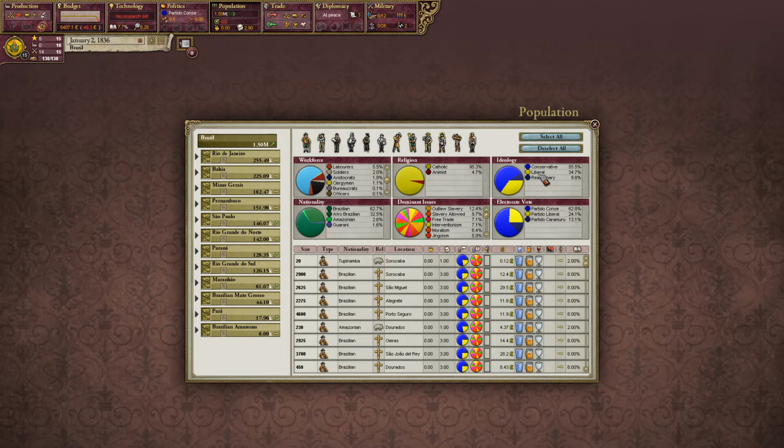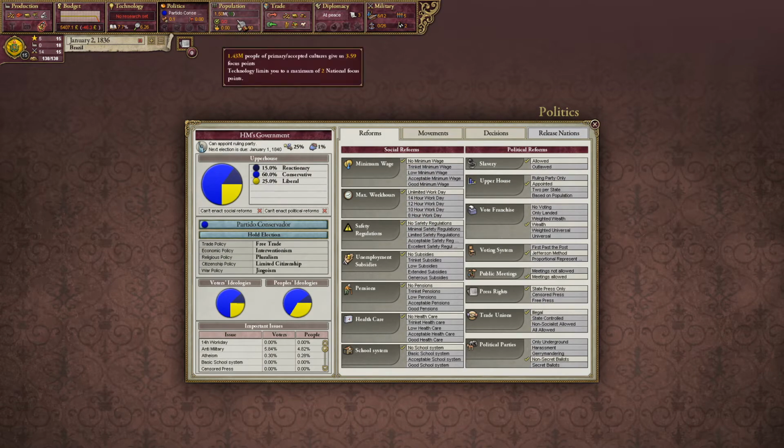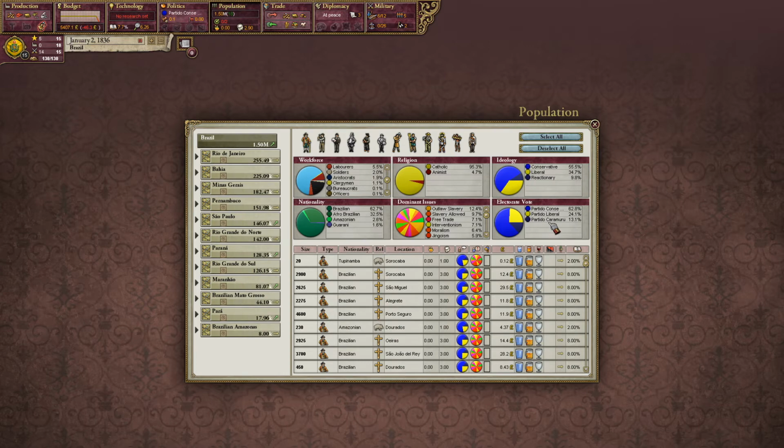Your ideology, which will show you the percentage of the people overall that are of that ideology. Nationality, which is pretty self-explanatory. And dominant issues. Right now, the single largest issue is outlawing slavery, but as you can see, a lot of people still want slavery allowed, and there's a bunch of other issues. These are just what these people consider their most important issues. In your electoral vote, this is the liberal, the political votes, and it represents the makeup of your upper house. Partially. This is how the elections are actually turning out and what those votes are going to look like.